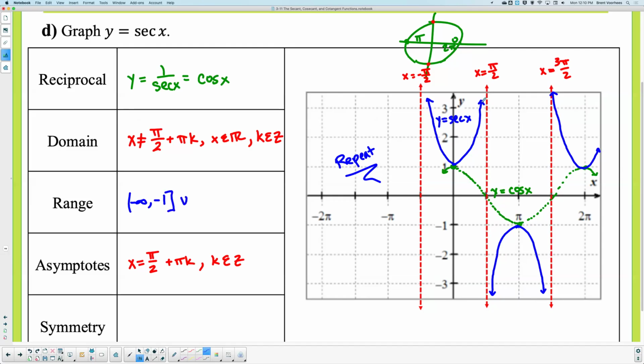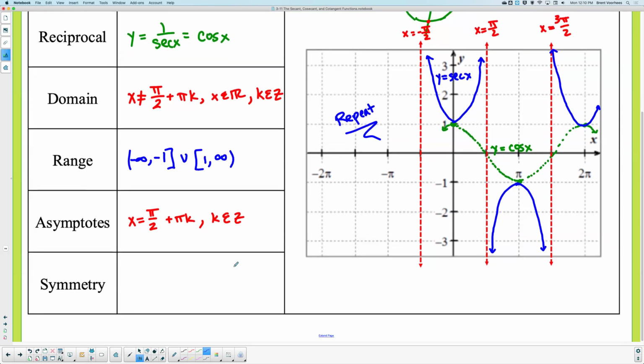Union. Now let's talk about these parabolas that are concave up. What's the minimum on these concave up parabolas? 1. And what are their maximums? Perfect. Great job.